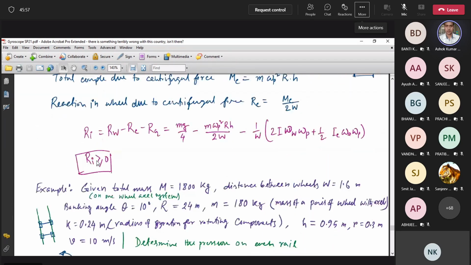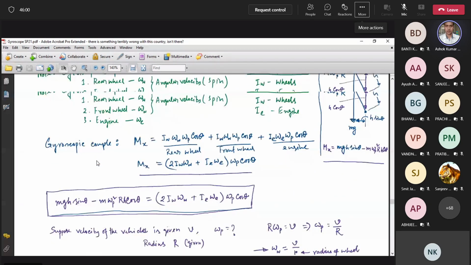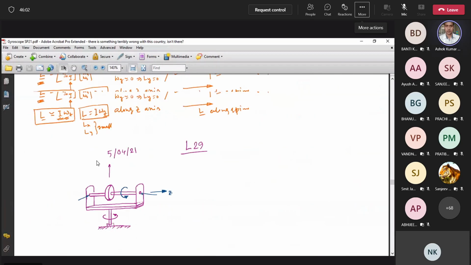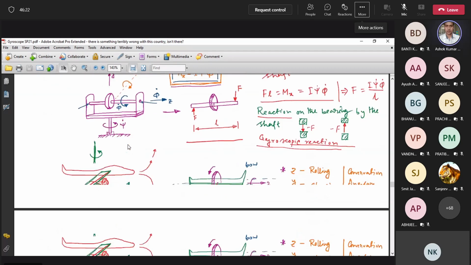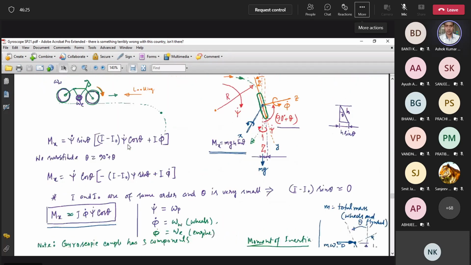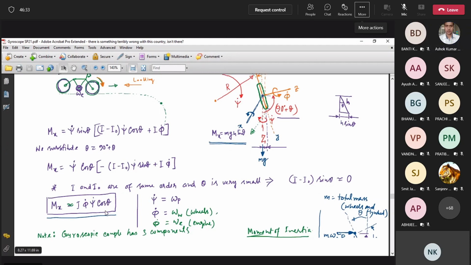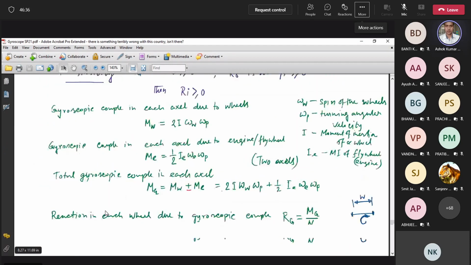Let me go back to the original expression for the gyroscopic couple. This is the expression, right? In this expression we have to put theta equal to 90 degrees plus theta, and we will assume that this quantity is very small. That's what we did for the stability of the bicycle, and we got the expression Mx equals I, these two angular velocities, into cos theta. This expression is valid for this wheel and axle system.